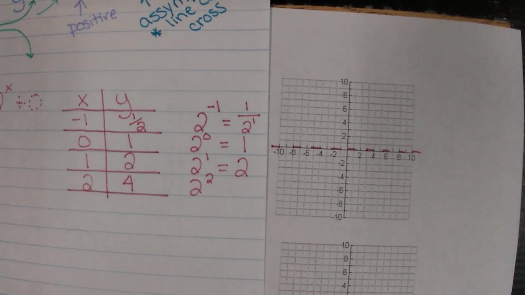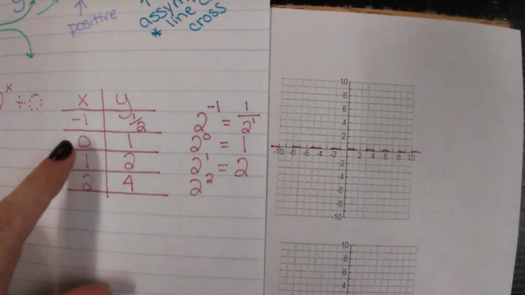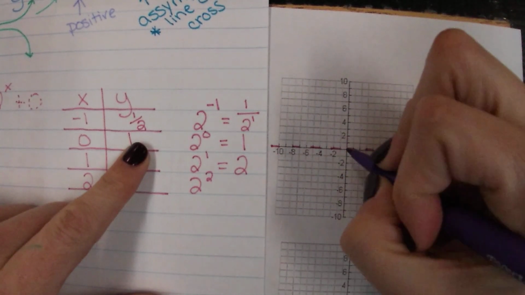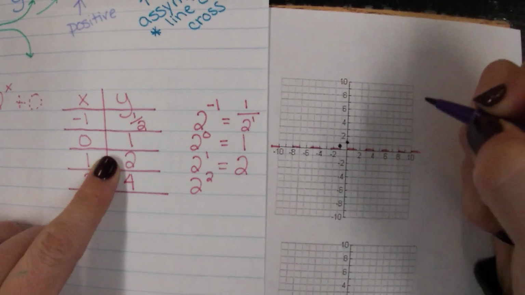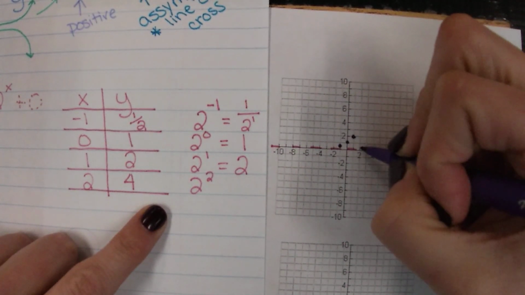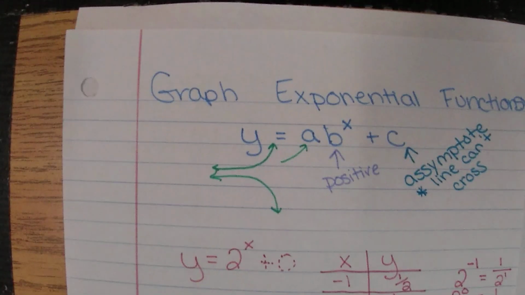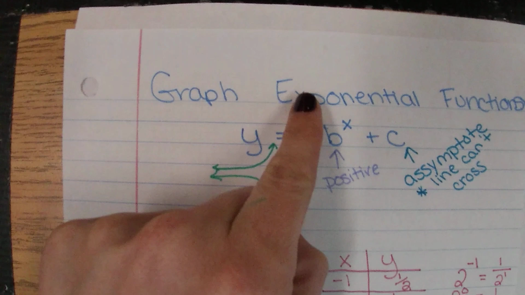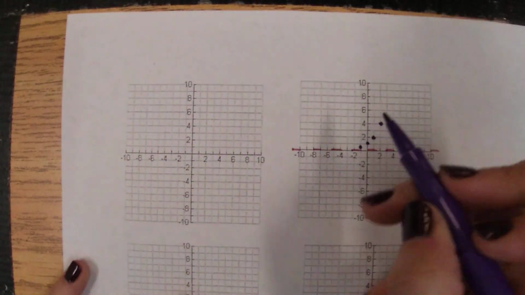Okay, and then I'm going to start plotting the points that I got from my table. So I'm going to plot the point -1, 1/2, 0, 1, 1, 2, 2, 4. Okay, so we're starting to see this sort of, I don't have a word for it, I kind of just call it a swoop. We're kind of starting to see this motion, and here's what this asymptote means.